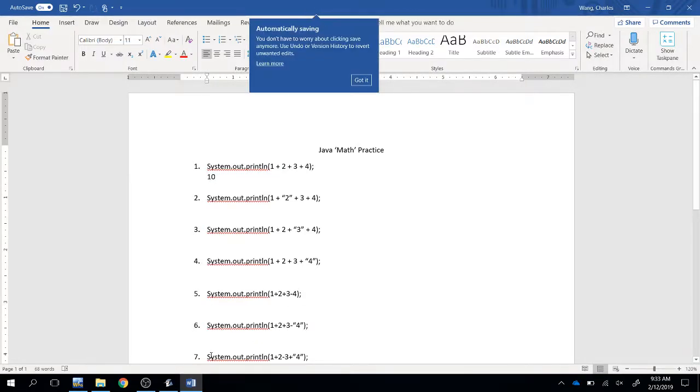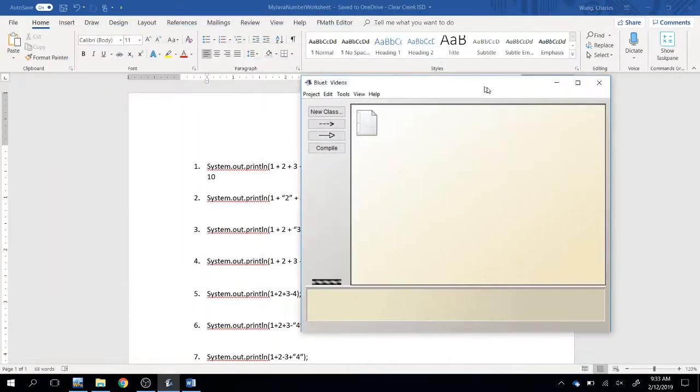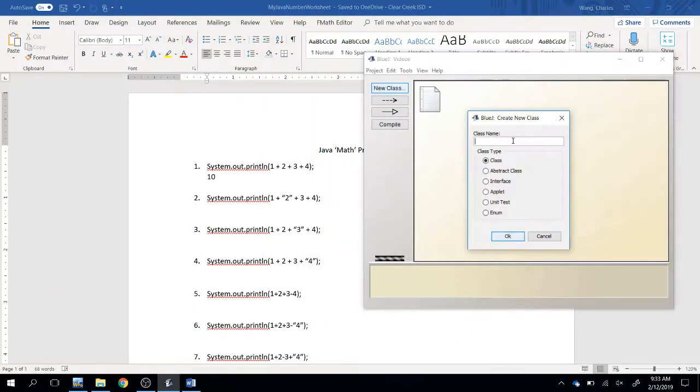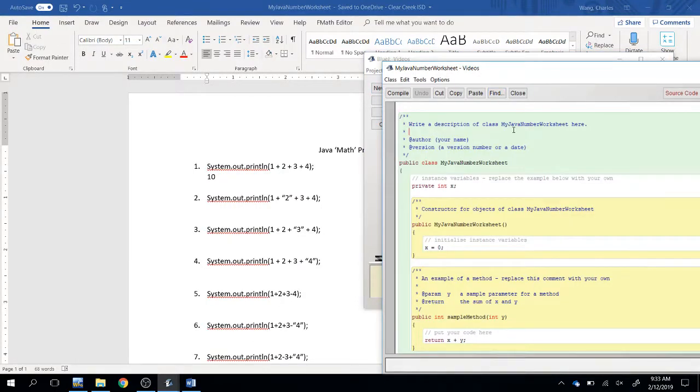Now you can always check your answer in BlueJ. I'm going to go ahead and make a new class. I'm just going to call this MyJavaNumberWorksheet. Doesn't matter. And don't forget, class names always start with a capital letter by convention. Click OK.